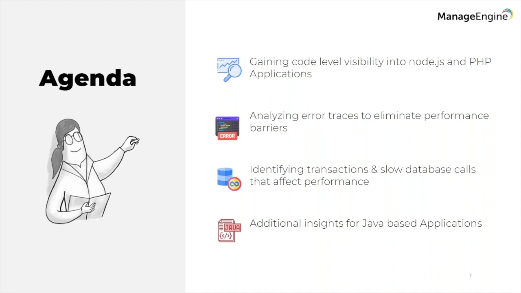So we'll be starting off with gaining code level visibility into Node.js and PHP applications, and how you can find the error traces of your applications, and how you can remove those errors from your application to deliver a rich user experience for your customers. And then we'll be discussing identifying the specific business transactions which are causing slowness to your application, and finding the slow database calls that are again affecting your application performance.